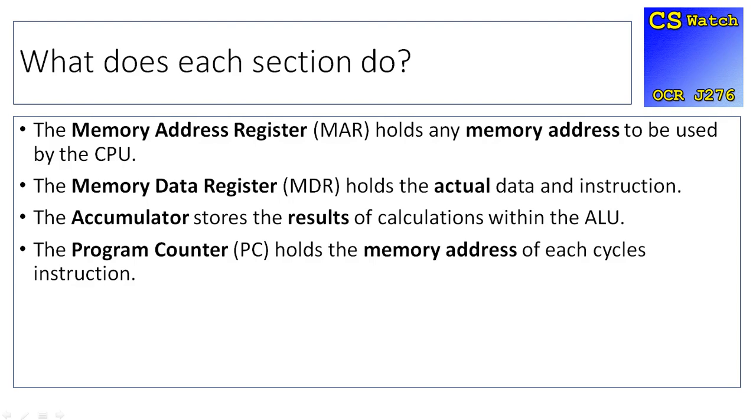The MAR holds any memory address which is going to be used by the CPU. So straight away it will know any address, any location which is going to be used by the CPU during its cycles. The MDR actually holds the data and instructions. So the MAR is the address, the MDR is the actual data itself. The accumulator, which is part of the ALU, stores the results of the calculations. So any calculations, any bits of maths which happens, the accumulator stores it. And then the program counter inside the control unit holds the memory addresses of each cycle of the instructions.